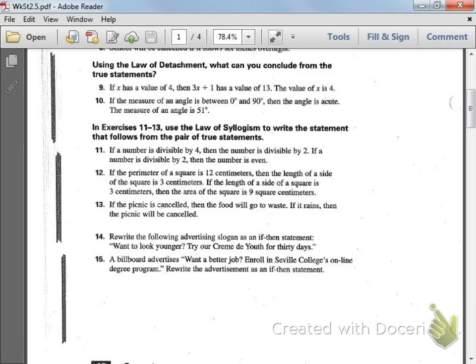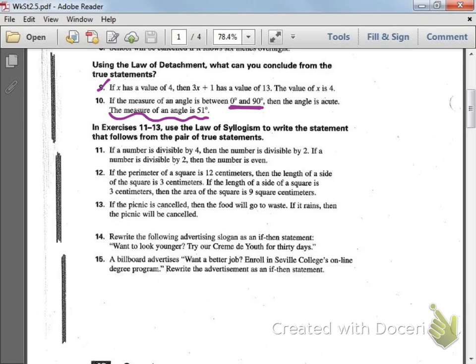All right, again, we can skip the odd. We are on number 10. This says, using the law of detachment, what can you conclude from the true statements? Number 10 says, if the measure of an angle is between 0 and 90 degrees, then the angle is acute. So the first thing we want to establish is that it's between this range, and then we can conclude that it's acute. They give us the information the measure of an angle is 51 degrees.